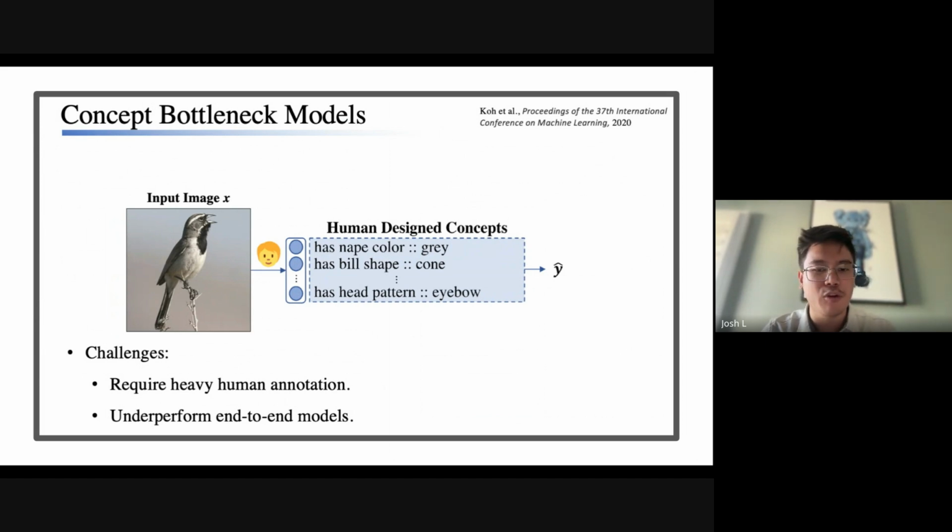So as you can imagine, this will be pretty labor intensive and potentially underperform end-to-end models, because you'll only be able to focus on the concepts that exist within that bottleneck.